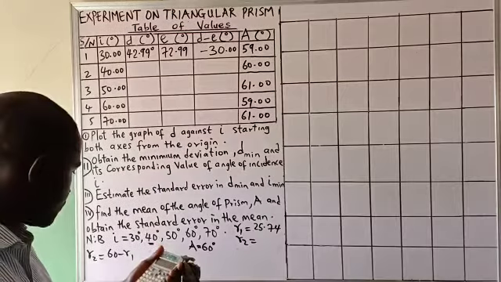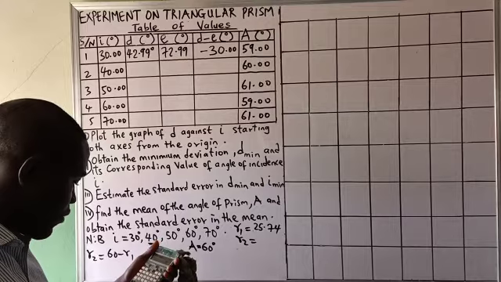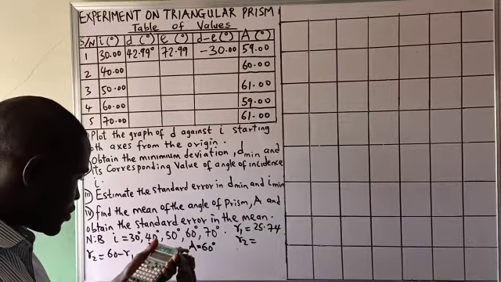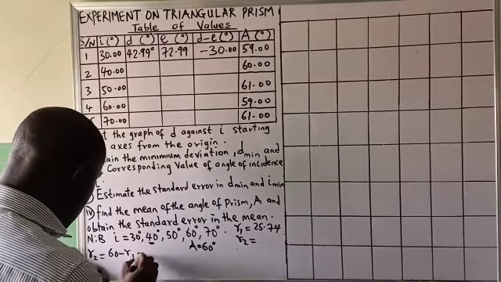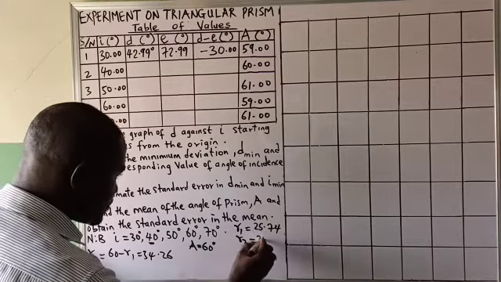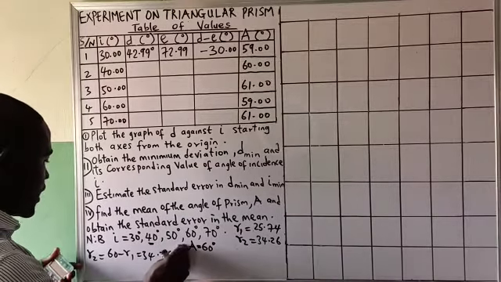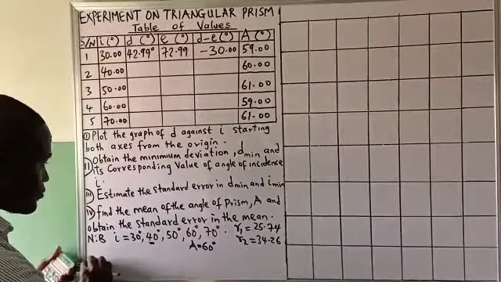25.74. Then we are saying 60 minus 25.74. That will be giving us 34.26. We now say this is 34.26. Then we come again to get our E.